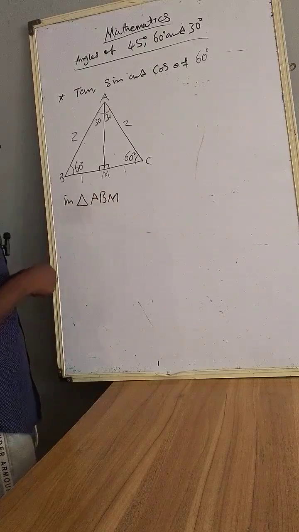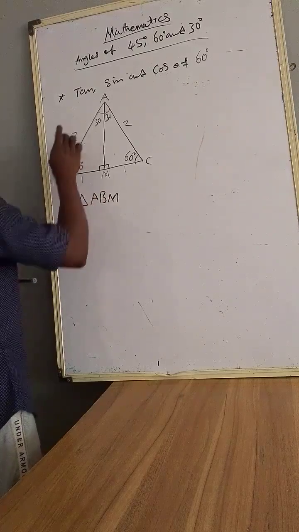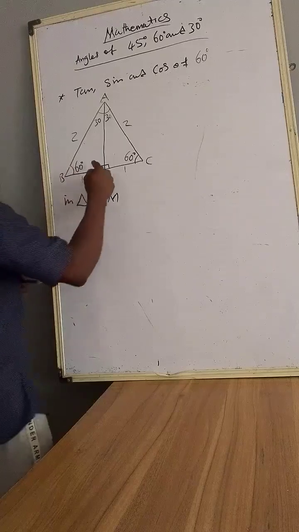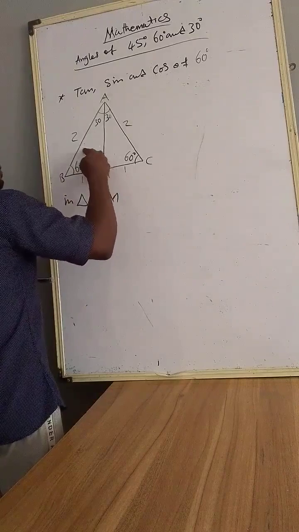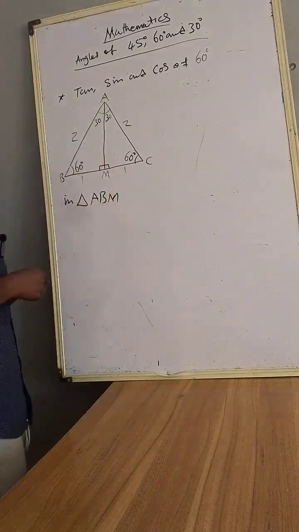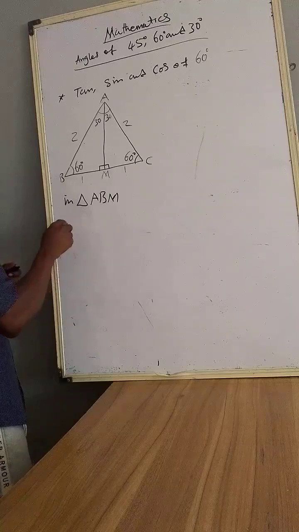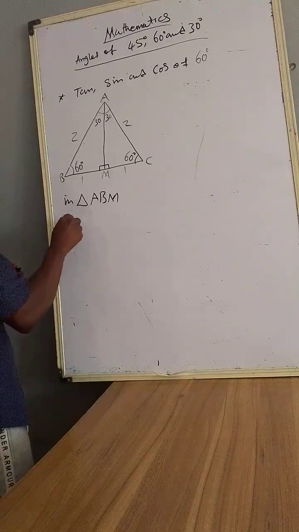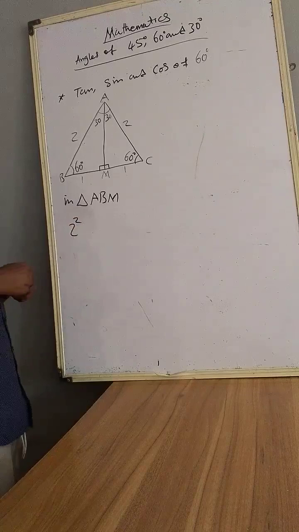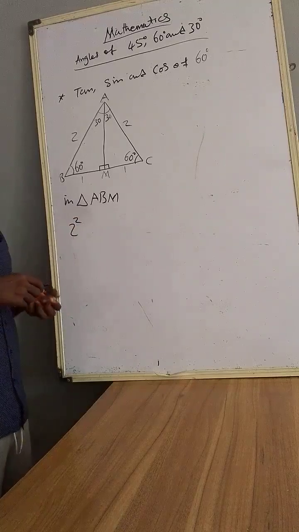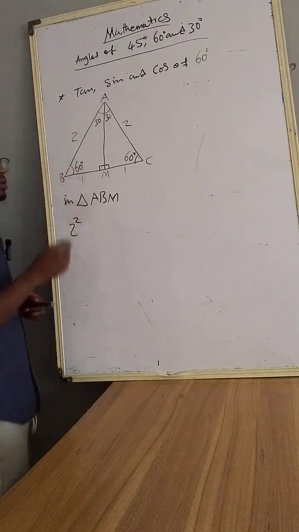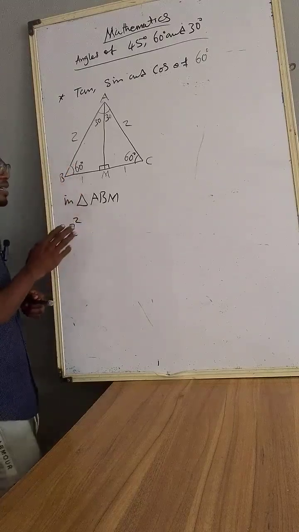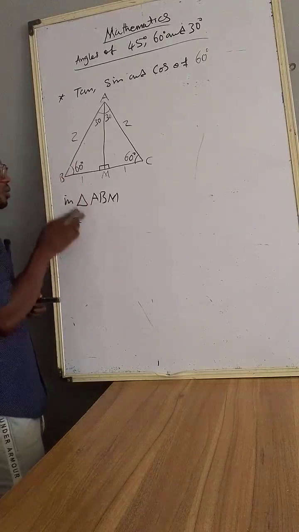So for angle ABM, what will be my hypotenuse side is 2. That is AB, because this is the right angle, right? The opposite side of the right angle is the hypotenuse. So if that is the case, I will have 2 to be my hypotenuse. And Pythagoras theorem demands that we square the hypotenuse.